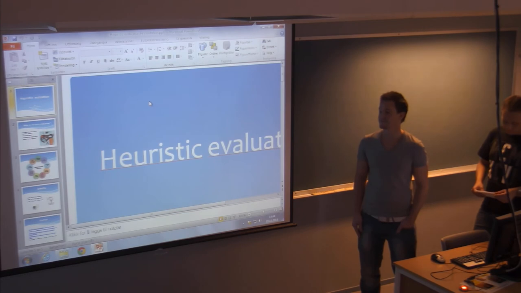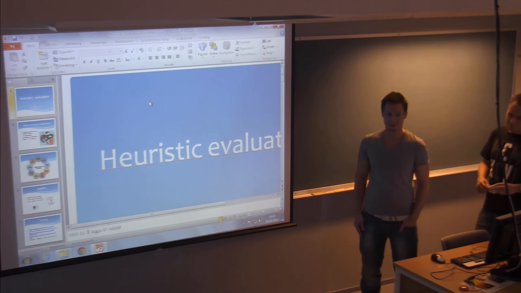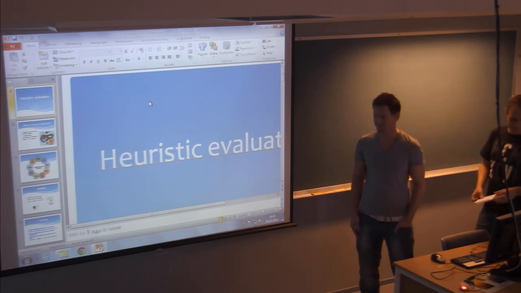What are the experts looking at? Looking at the web page, the interface and the usability, how easy it is to use. Are they looking at wireframes? Yeah, I don't know. They probably can. We didn't find anything about that.